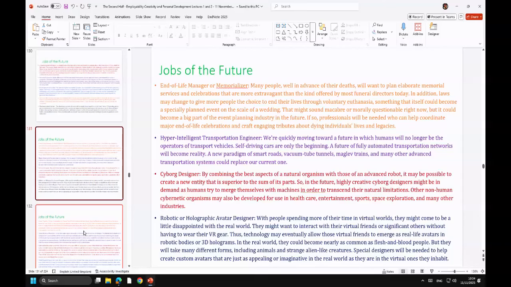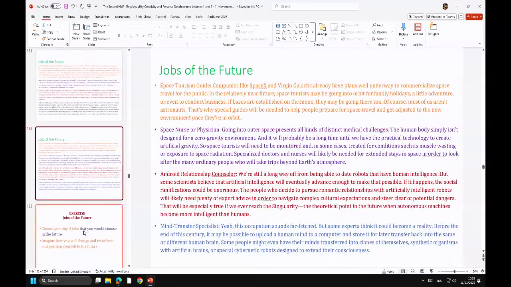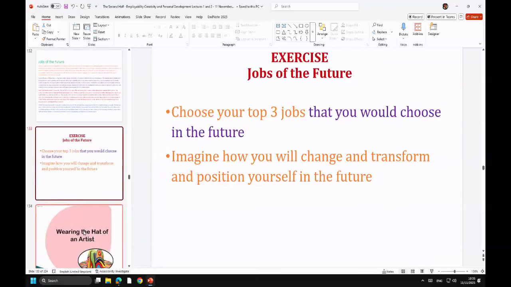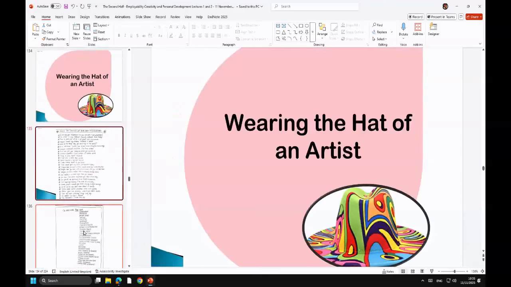Maybe do more research. Be more curious about these jobs. Space tourism guide. Space nurses and physicians. Android relationship counselors. And mind transfer specialists. So have a look into these jobs. And which ones are closer to your vision? Maybe do more research. Okay?